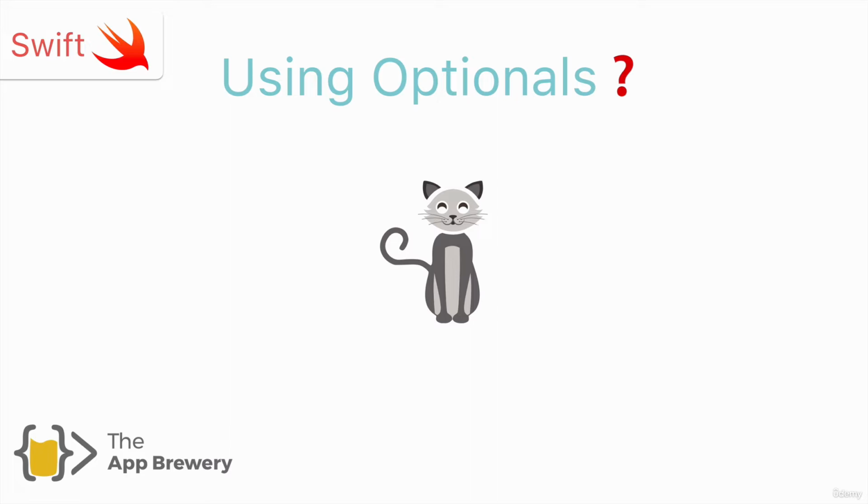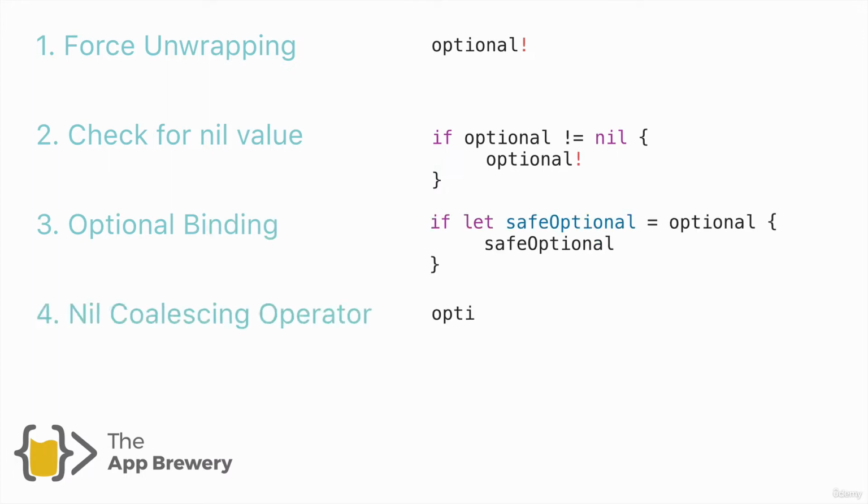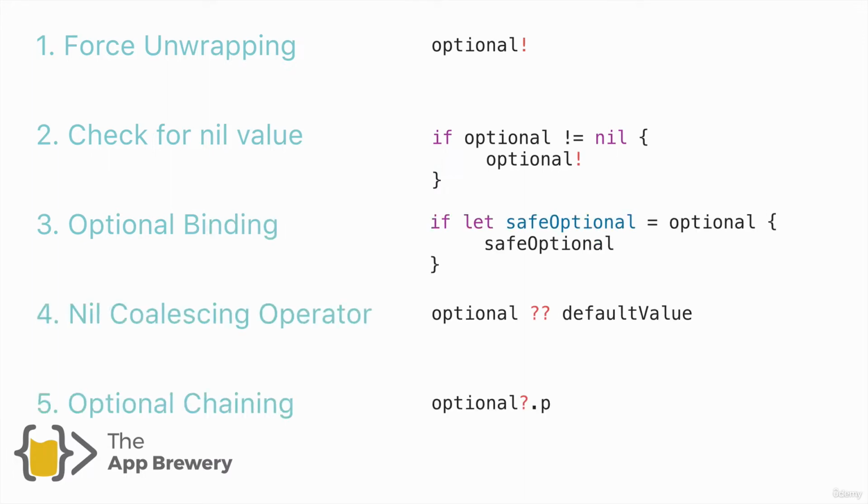So what's going to happen in this deep dive is I'm going to walk you through 5 different ways of working with optionals in Swift, including force unwrapping, checking for nil values, optional binding, the nil coalescing operator, and optional chaining. So that's a lot of new words, but let's get started.